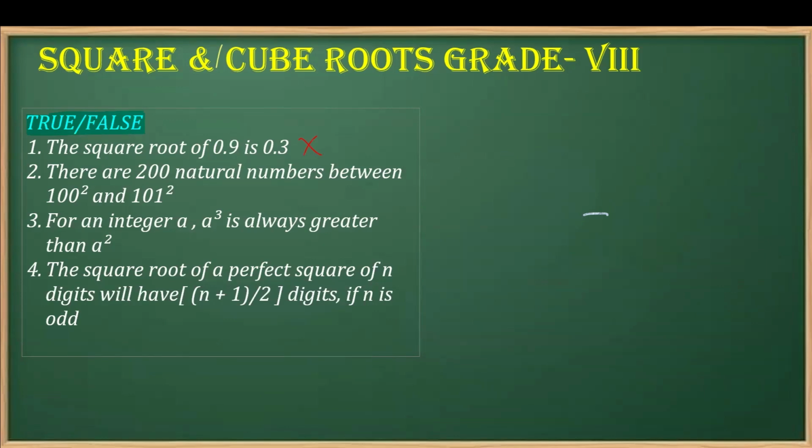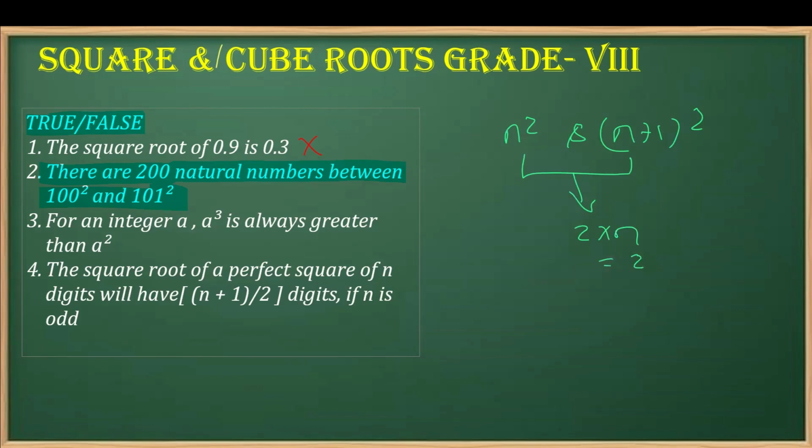Next, it says that there are 200 natural numbers between 100 square and 101 square. That's correct. As I said, if you have n square and n plus 1 square, the total number of non-square numbers between these two is twice of n, that is 2 times n, right? And over here it is 2 times 100. 2 times 100 is what? 200. So it should be considered right. So the second one is a true statement, right? I should put a tick mark over here.